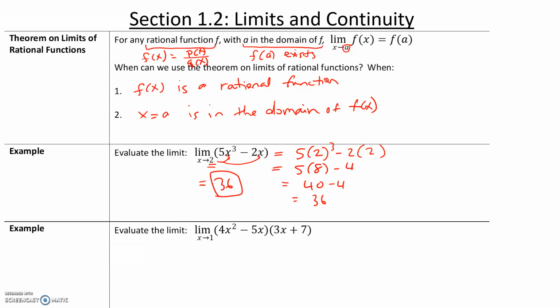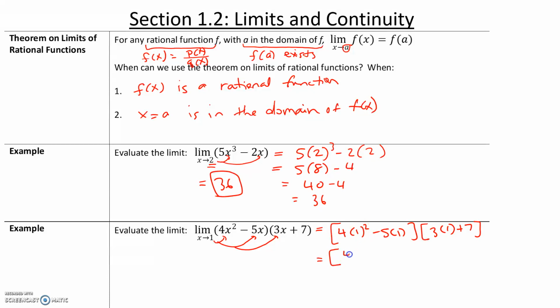Okay, next one. Evaluate the limit as x approaches 1 of 4x squared minus 5x times 3x plus 7. Now once again, f of x is a rational function, and let's see if x equals 1 is in the domain. So I'm going to use brackets since I'm going to be using parentheses when I plug in x equals 1. So I have [4 times 1 to the second power minus 5 times 1] times [3 times 1 plus 7]. So just as a general rule, always plug in the a value into the x's to see if we get a value that's in the domain of the function.